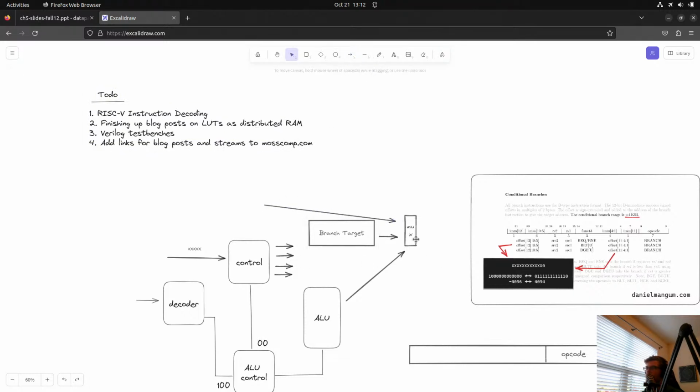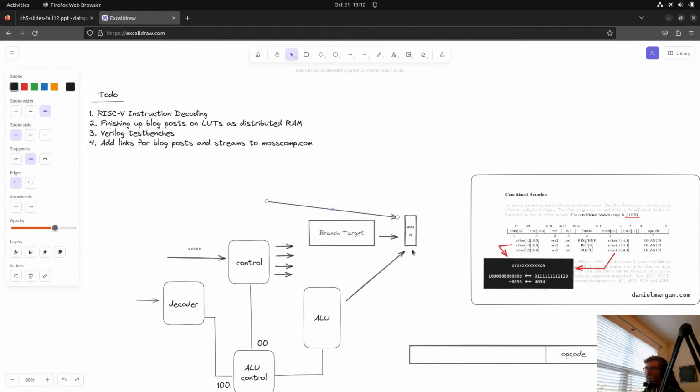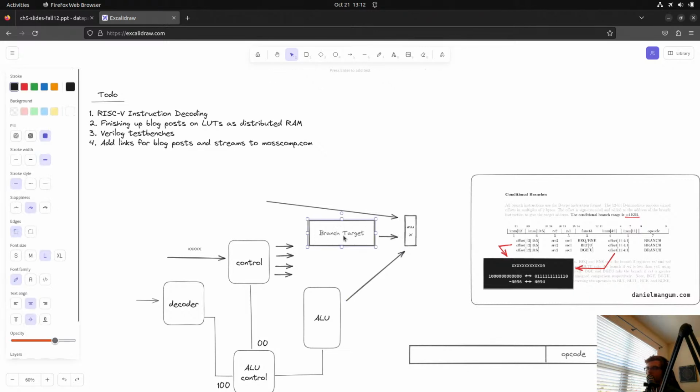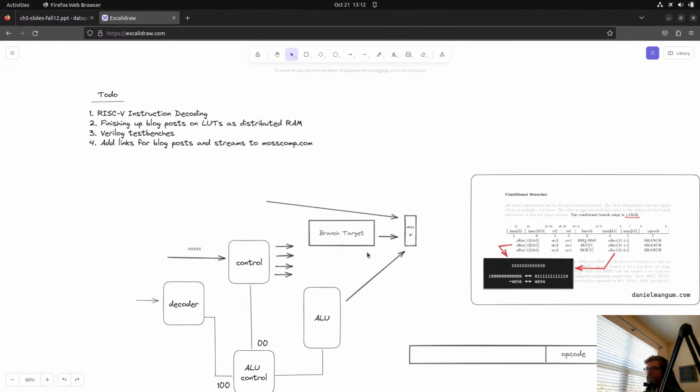And basically, we want to select the PC plus 4 if the branch comparison is, I think, 1 is what we said. And we want to select the calculated branch target if the branch comparison is 1. And we want to use PC plus 4 as the next instruction if not. Let me double check that.